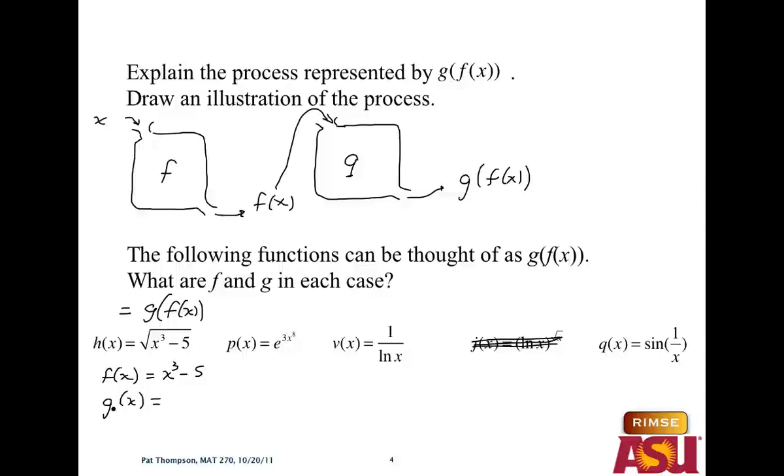Well, g doesn't know anything about f. So we're going to take f and make it the input into g. So what would the g function be that would result in this? Square root of x. Yeah, g doesn't know anything about f. Does it make sense? So if you set up g of f of x, you put x into f, the output is x cubed minus 5, and that becomes the input into g. And if you did that, you would get the square root of x cubed minus 5.